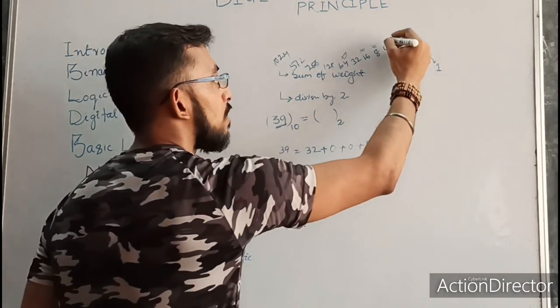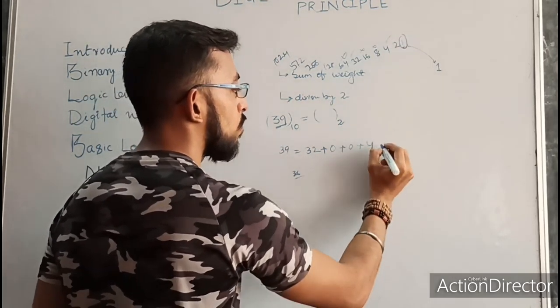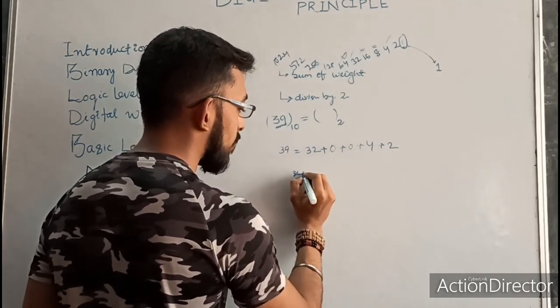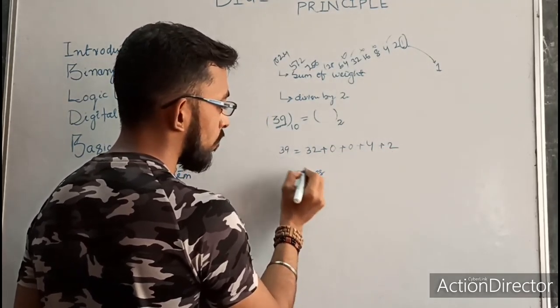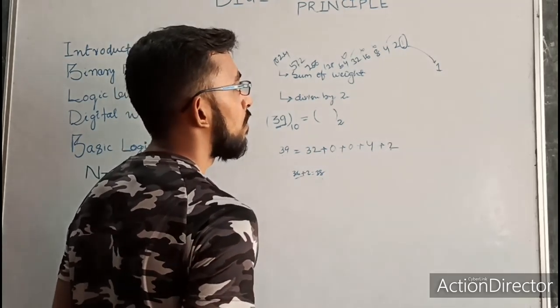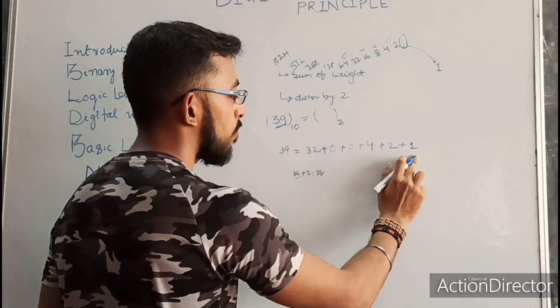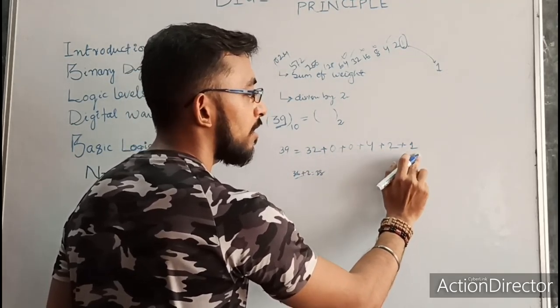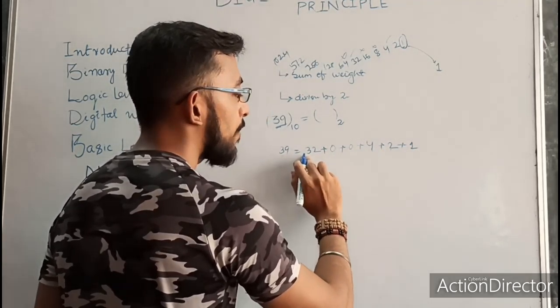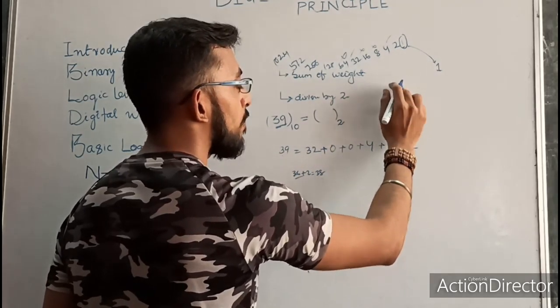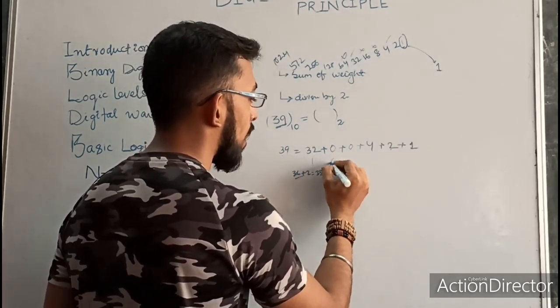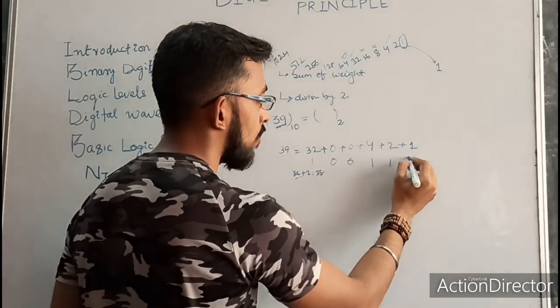That's okay. Now this 2. If I add 36 plus 2, that gives 38, which is also less than 39, so I will add this 2. And last, I have to add 1. So 32 plus 4 plus 2 plus 1, that is 36, 38, 39. Now, using these weights, I have to write my binary number. So this is nothing but 1, 0, 0, 1, 1, 1.